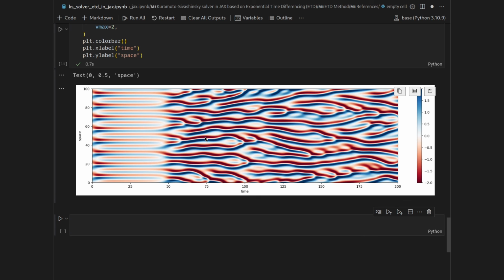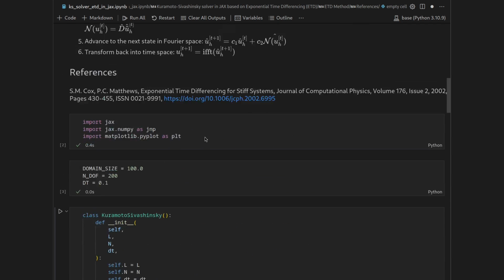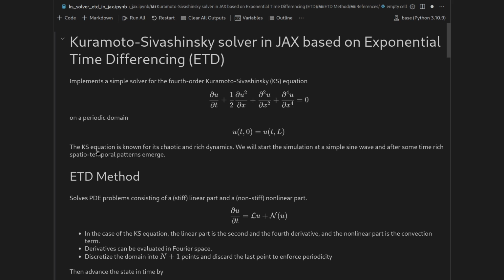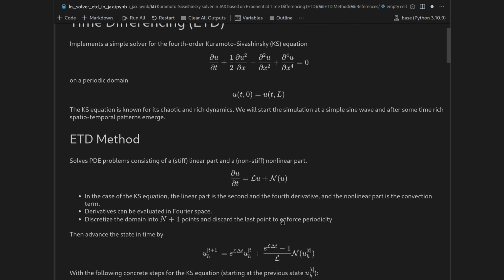Let me quickly summarize the video. So this was a very simple implementation of an ETD method solver for the Kuramoto-Sivashinsky equation, where we chose the domain length in a regime where the KS equation experiences some very interesting chaotic dynamics. And we solved it with this ETD method, and those required us to describe the discretized linear differential operator in Fourier space, and also a way to evaluate the nonlinear term.